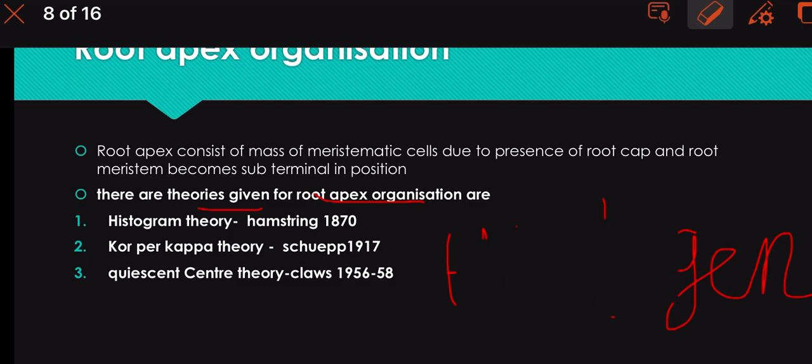histogen theory. According to this theory, the root apex consists of a central core called plerome, surrounded by several layers of periblem, and an outermost single layer of dermatogen and calyptrogen. Calyptrogen gives rise to root cap, dermatogen to epidermal tissue system, periblem gives rise to ground tissue system, and plerome gives rise to vascular tissue system.